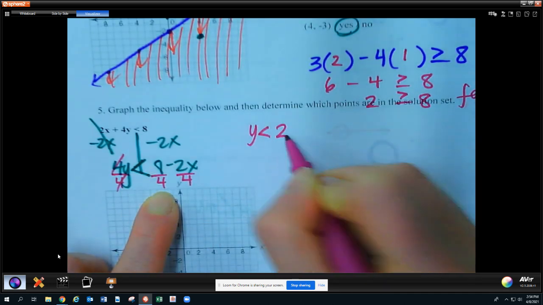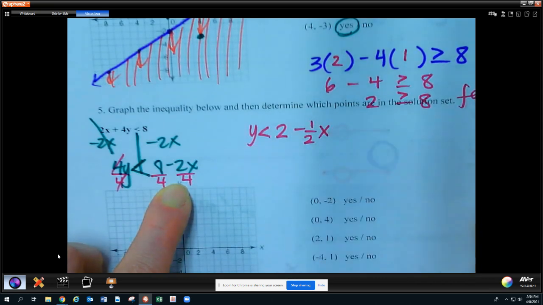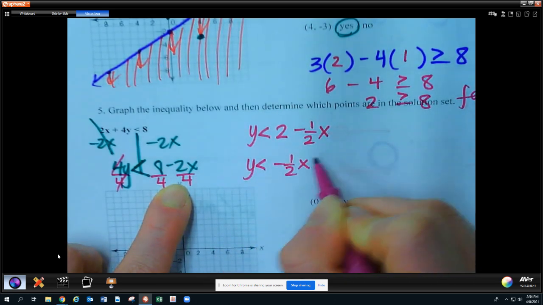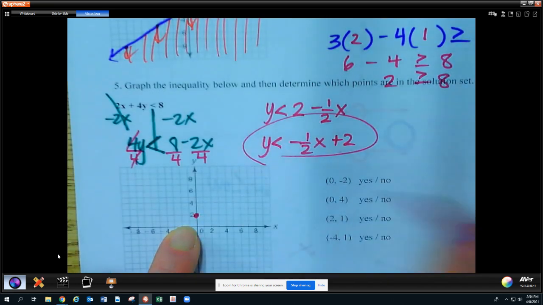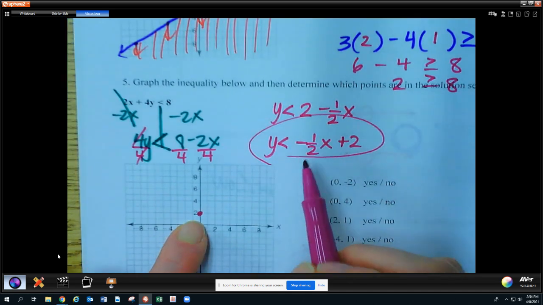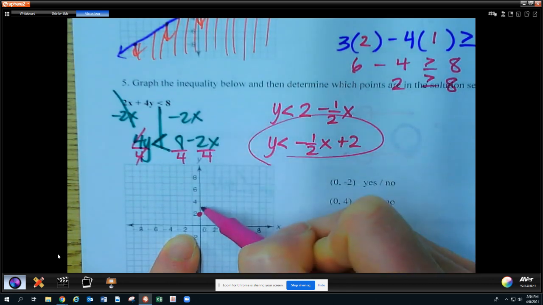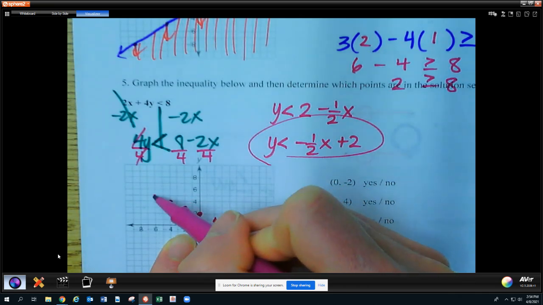8 divided by 4 is 2. Negative 2 divided by 4 is negative 1/2. And so in slope-intercept form, I would have the negative 1/2 x out front plus the 2. So y-intercept is 2. Our slope is negative 1/2, and so you want to go down 1 over 2. Down 1 over 2, down 1 over 2, up 1, back 2. Anytime you have a negative slope, you want to make sure your line is decreasing.